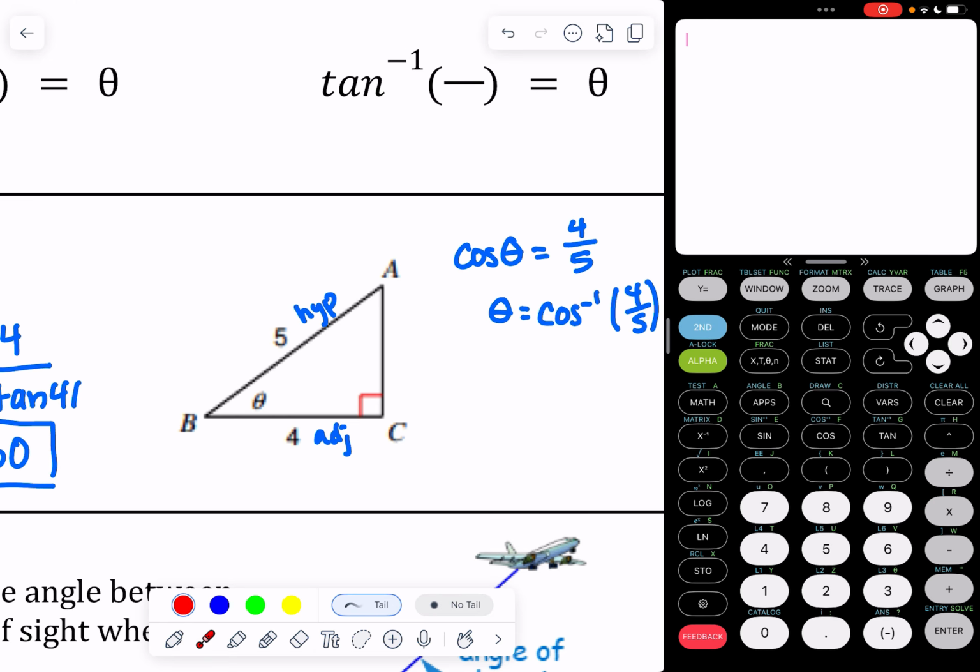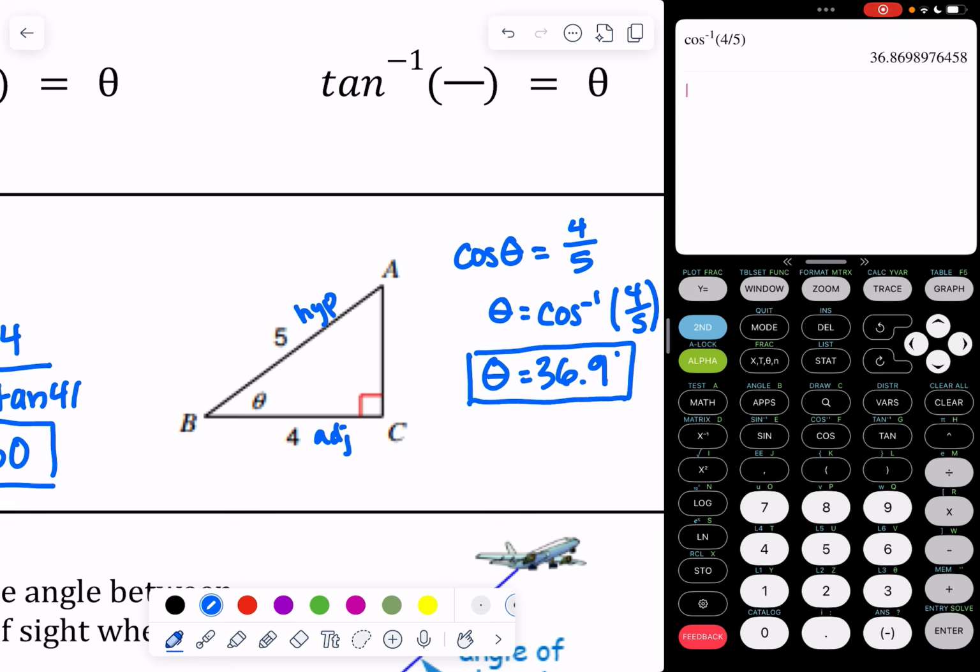So here we'll do second cosine and then 4 over 5, and we'll get 36.9 degrees. So theta equals 36.9 degrees.